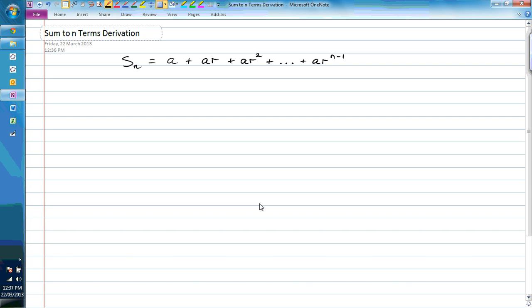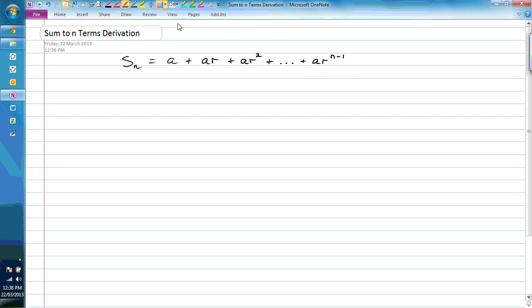In this video, I'm going to derive the formula for the sum to n terms of a geometric series. This is a general geometric series I have here. Remember, we always call the first term a, and the common ratio is r. So the second term is going to be a times r, the third term is going to be a times r squared, next term will be a times r to the 3, and so on. The nth term of a series is given by ar to the n minus 1. So that's going to be the last term in this series.